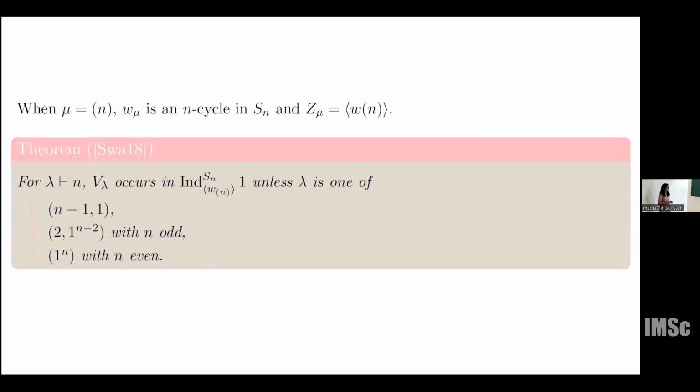Now, when mu is equal to n, that is the largest n-cycle, the multiplicity with which each irreducible representation occurs in the induced representation is given by a nice statistic called the major index, and this is well studied. So when I consider the induction of the trivial representation from the subgroup generated by the n-cycle to the symmetric group, except for these three partitions, all the irreducible representations occur in the decomposition. This was conjectured by Sheila Sundaram and later proved by Swanson. So this will be one of the key ingredients for our proof.